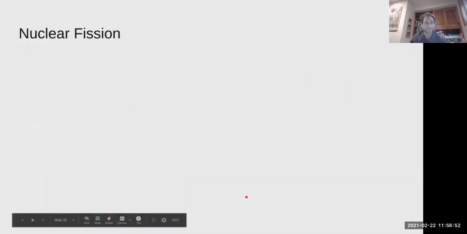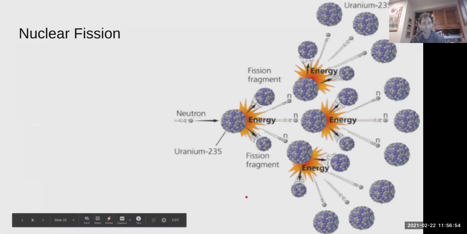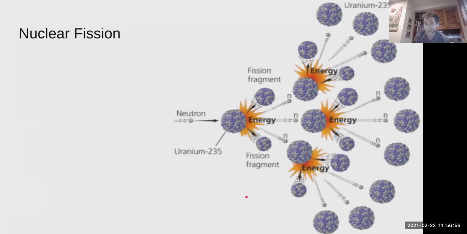All right, our final one is nuclear fission, and I'm being specific about fission. We're going to talk about fusion in the next unit. Fission, what fission means is to break apart. So in nuclear fission, you are taking large, heavy atoms and breaking them apart. That is what nuclear fission is.